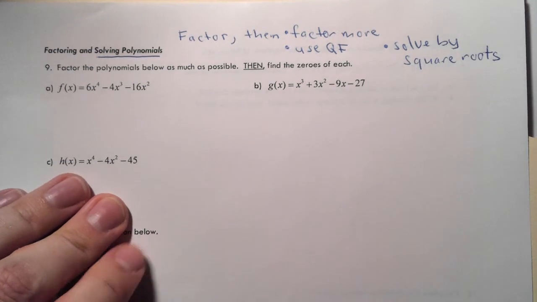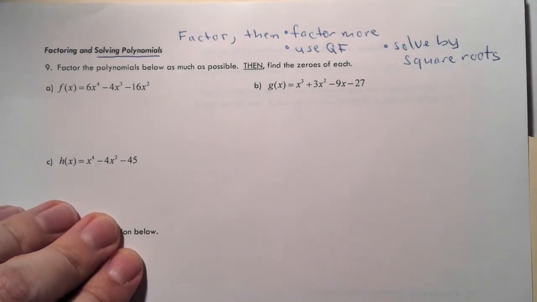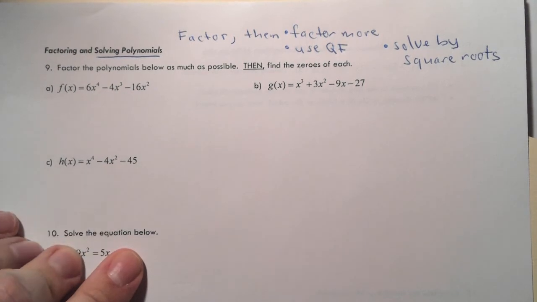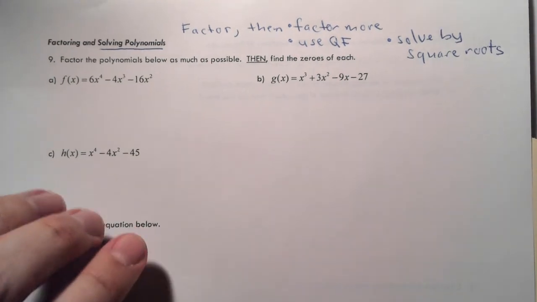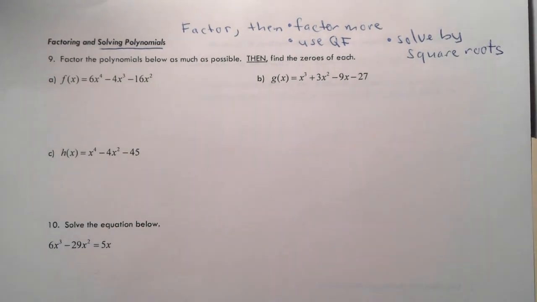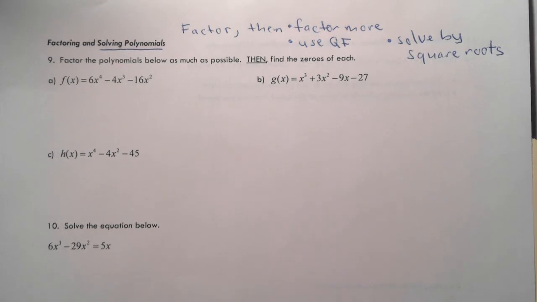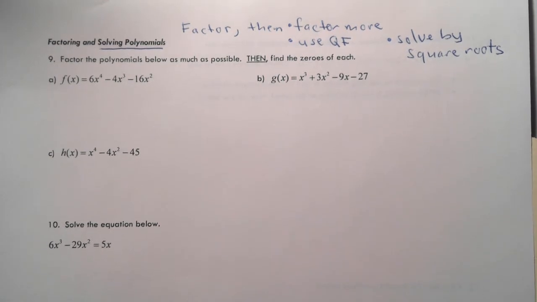Okay, this is our third page of our review. For number 9, we're given 3 polynomials and asked to factor them as much as possible and then find the zeros of each. So factoring largely is going to rely on our classic method of factoring trinomials. However you're most comfortable doing that, I would encourage you to do it definitely the way I showed you, because that's something you should be an expert on.